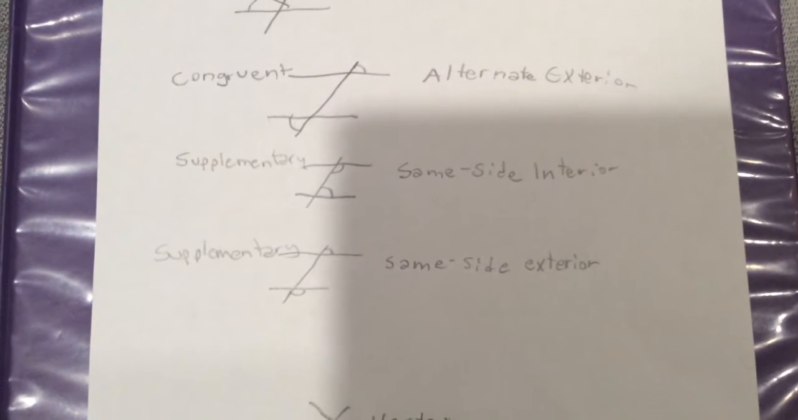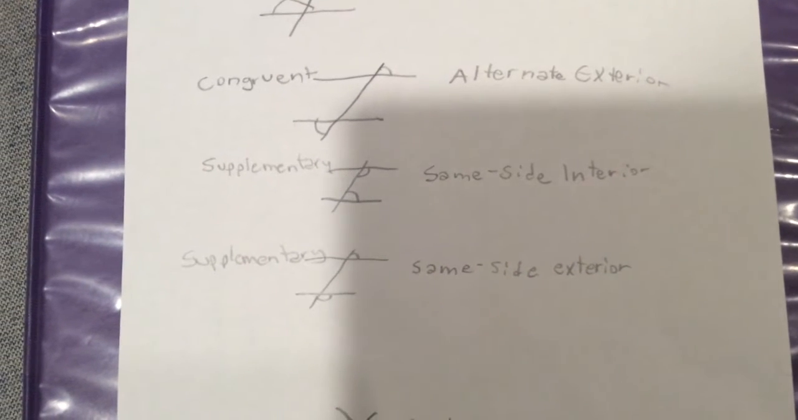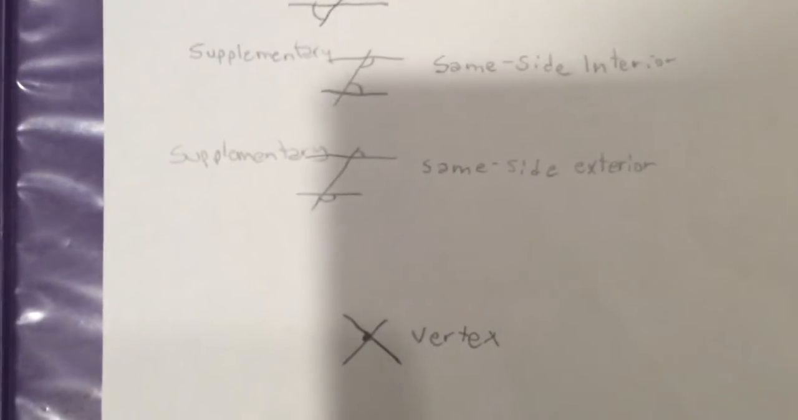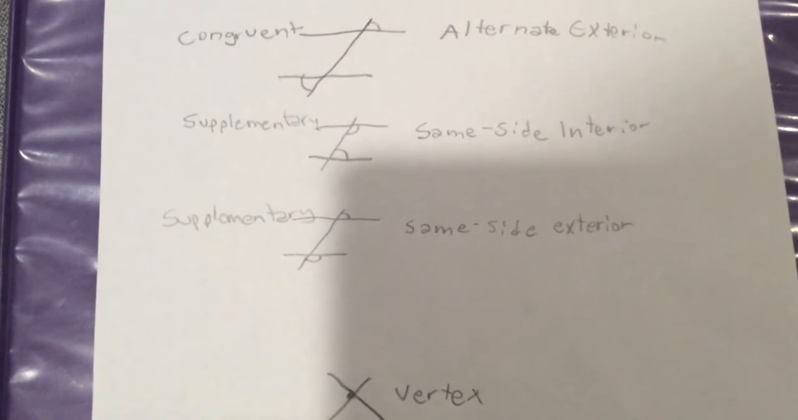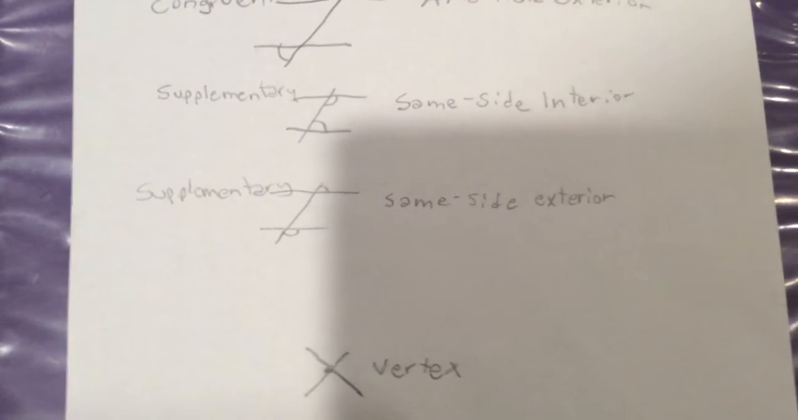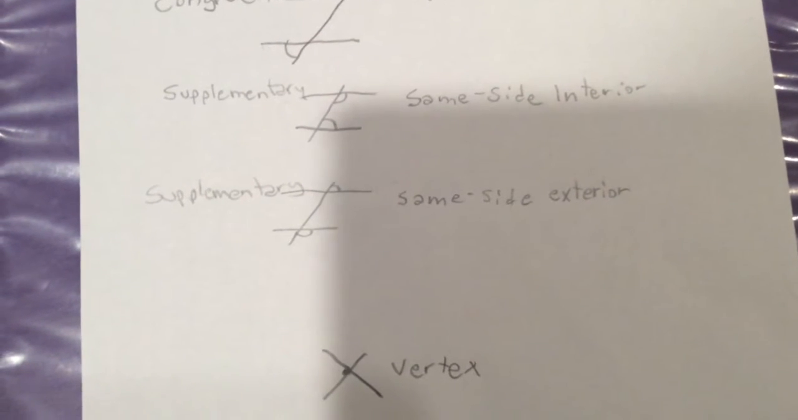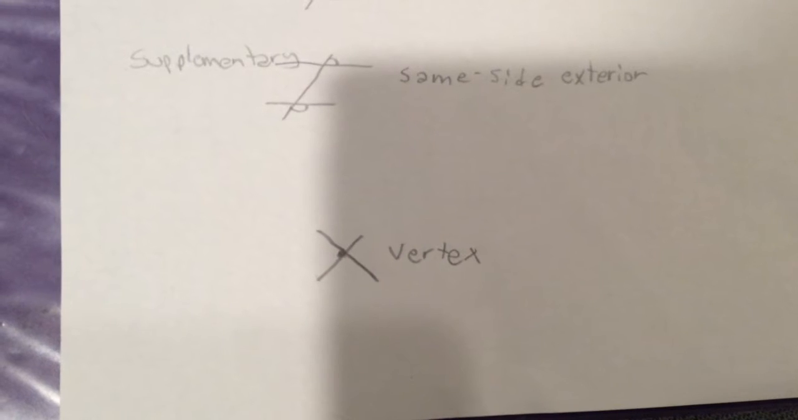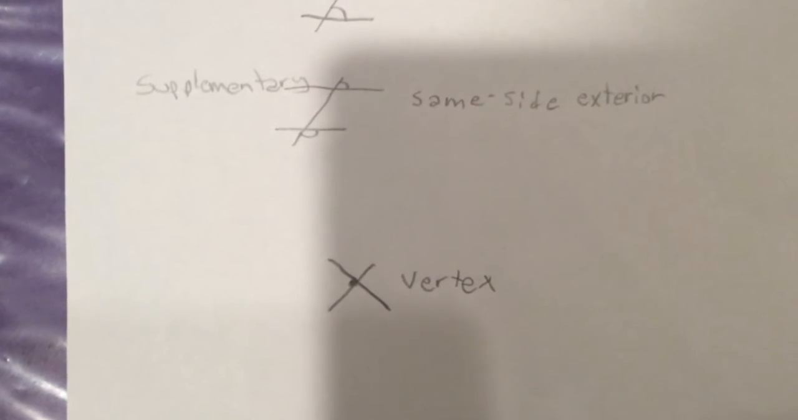Same side interior angles are angles that are interior and on the same side of the transversal, like these two. And they're supplementary, which means that they add up to 180 degrees. And same side exterior angles are also supplementary, and they are two exterior angles on the same side of the transversal. And just so you should know, a vertex is the point of intersection between two lines.